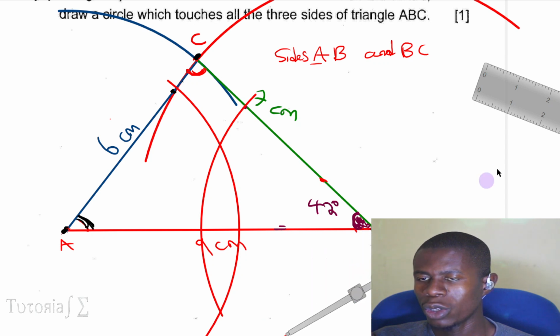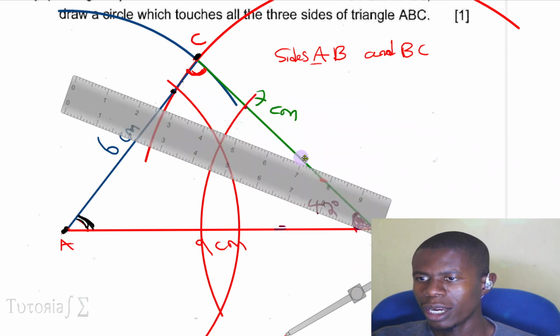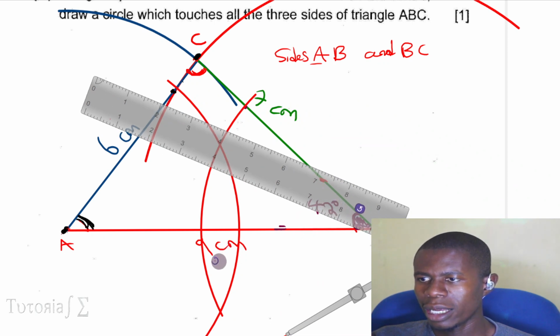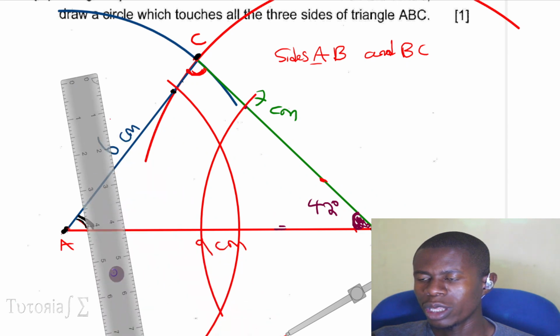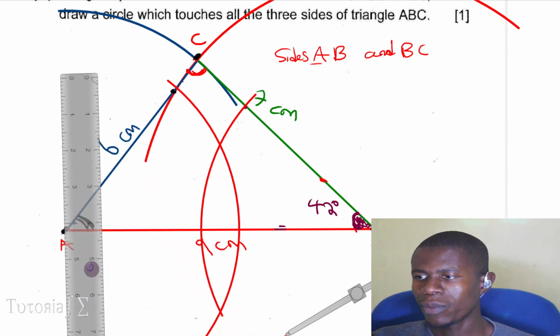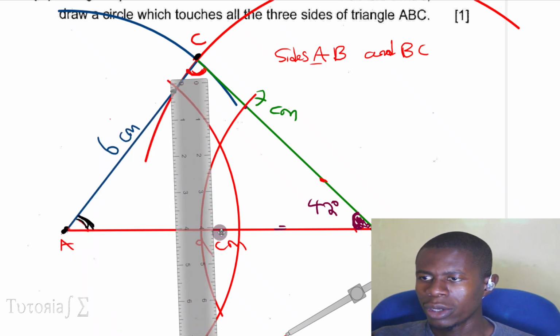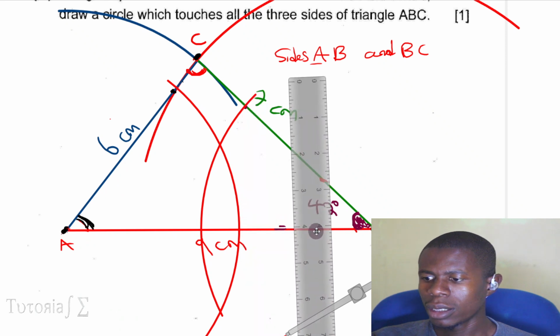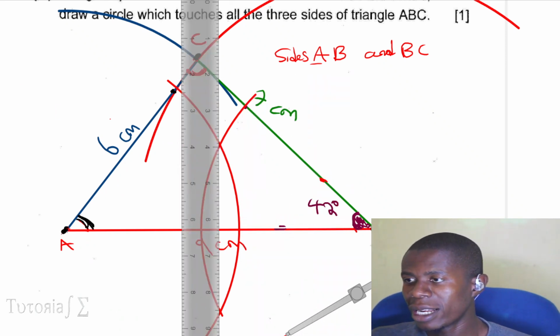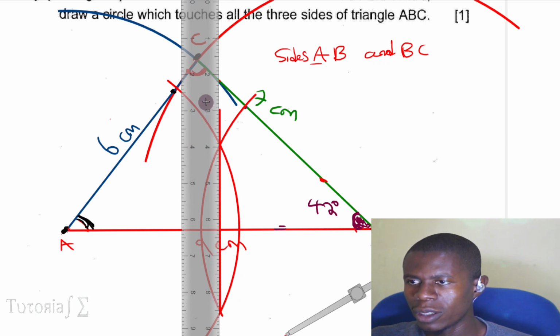And basically, you get your ruler now. You turn it like that, and you're going to join the two points where the curves are meeting. Okay, so you put your ruler right there. Then you're just going to draw a line. It should be within the triangle, so make sure that it goes through the two points. So I'll start from here and draw the line like that. So that would be the bisector of the side AB.